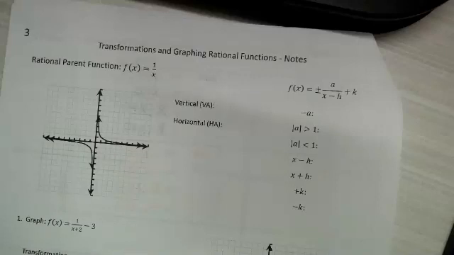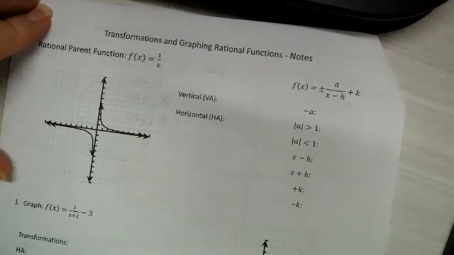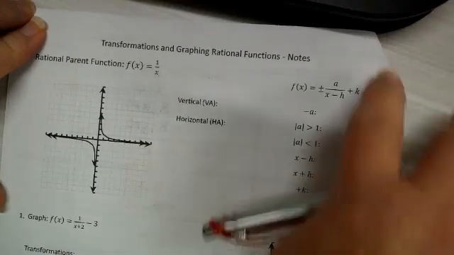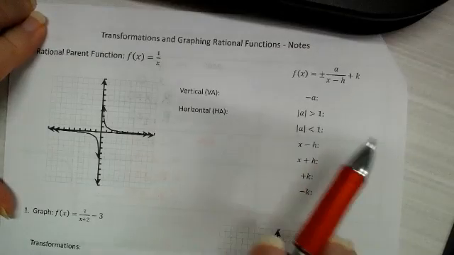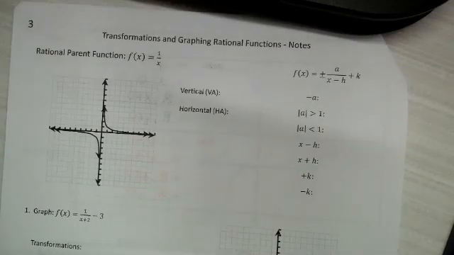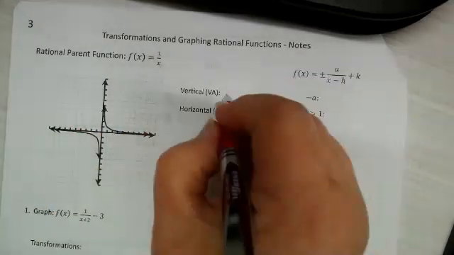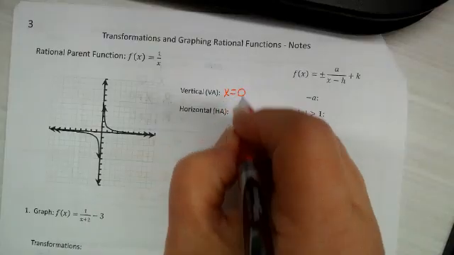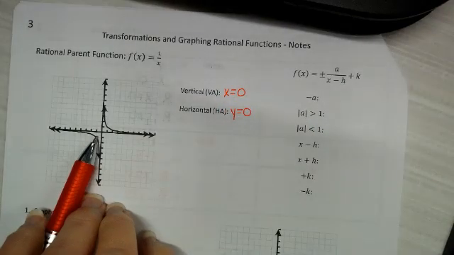Today we're going to take our rational graphs and talk about transformations. Now I hope you look at this and go, oh, the stretches and compressions and reflections, and hopefully you'll look at that and remember everything. So remember for our parent function, the vertical asymptote was x equals 0 and the horizontal was y equals 0.